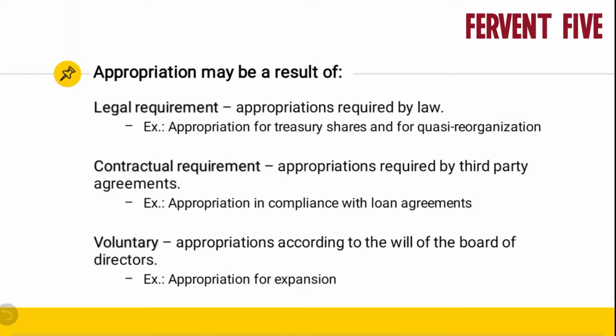Last is voluntary. It is a category of appropriation according to the will of the board of directors. Kung gusto mong mag-appropriate or kung gusto ng board of directors na mag-appropriate, that is what we call voluntary. For example, appropriation for plant expansion. So ngayon, lahat ng appropriations na nagfo-fall under these categories, lahat sila restricted. Hindi siya pwedeng ipang-declare ng dividends.